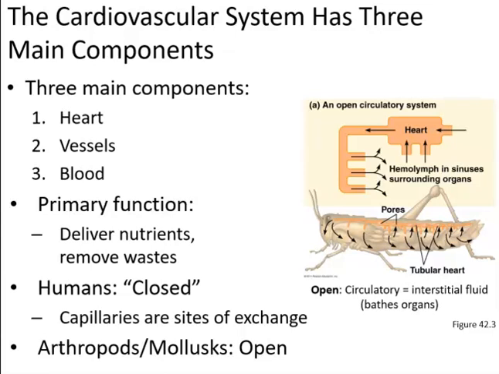The circulatory system is actually the functional name of the cardiovascular system. So blood will circulate in humans in a closed system, again meaning it's all interconnected down to the capillaries, and these are the sites of exchange. And again, in an open circulatory system, fluids will bathe organs and structures within the organism. So here we see a grasshopper. Its fluids circulate to the heart, and then as hemolymph goes into sinuses surrounding organs and becomes interstitial fluid.